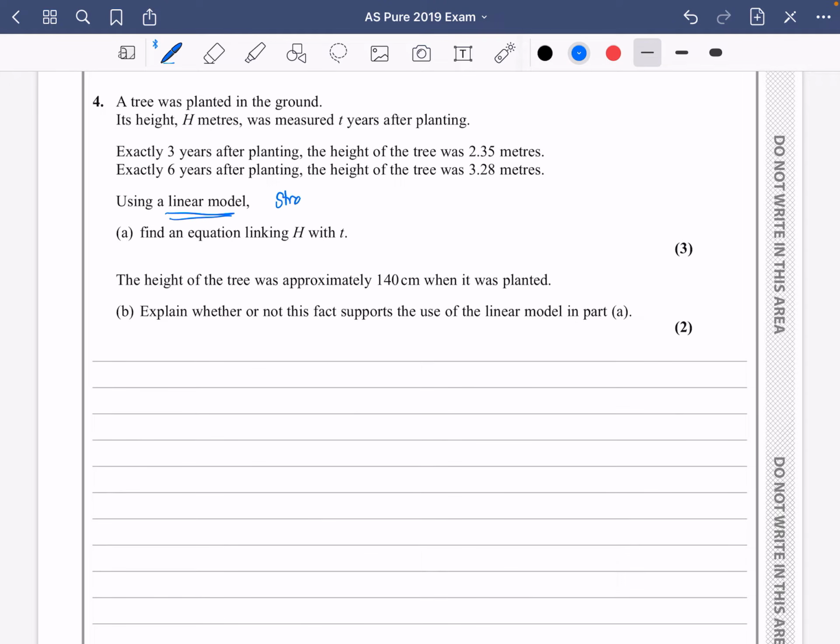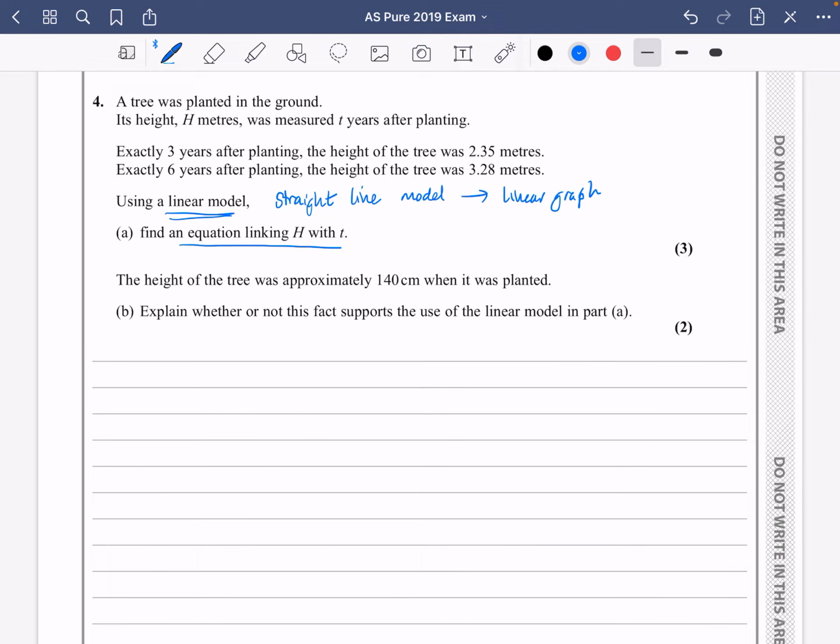Now, linear model means that it is going to be a straight line model. In other words, we're going to be doing linear graphs, and it wants us to find an equation linking h with t.